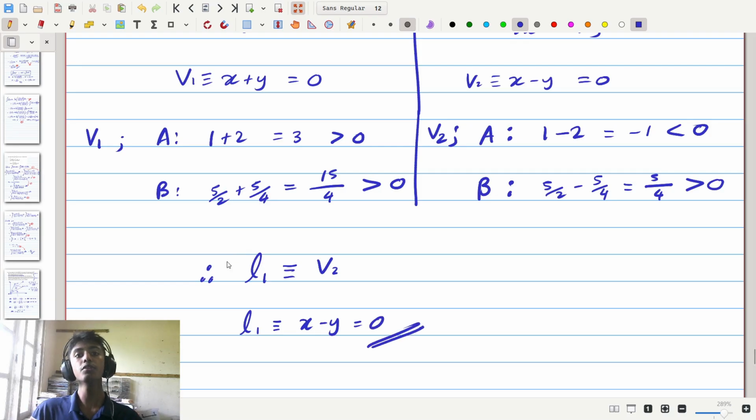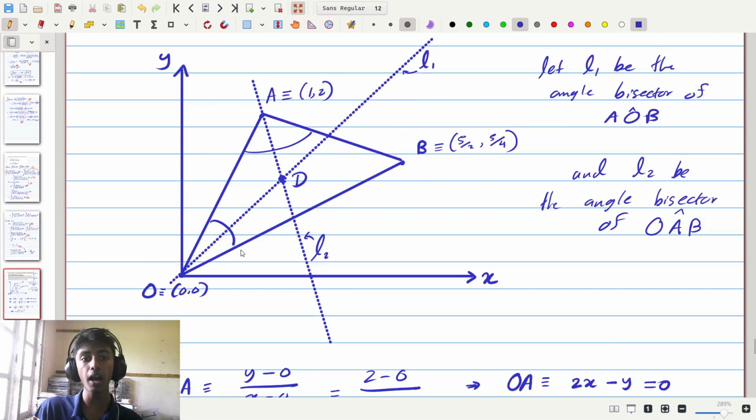So there we go, we've found the first line L1 that passes through the point O, which is the angle bisector of OA and OB, or the angle bisector of the angle AOB.